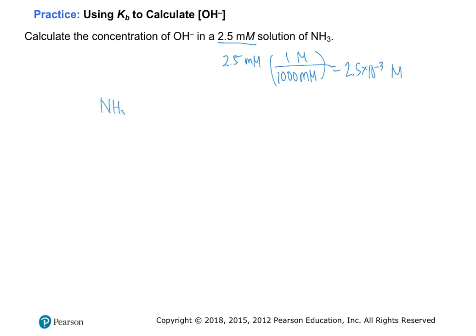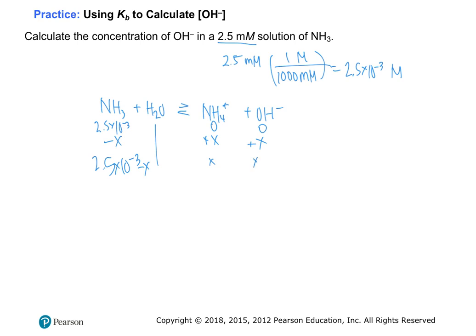So if I have ammonia reacting with water to go to ammonium and hydroxide, now I have 2.5 times 10 to the negative 3 molar for my reactant, and no products. So when I do minus x and plus x, the key difference here is we have such a smaller concentration to start out with that when we look at the Kb, which is 1.8 times 10 to the negative fifth, that number is much, much closer to that initial concentration. So we won't be able to do that approximation.